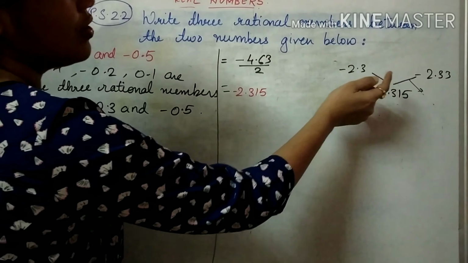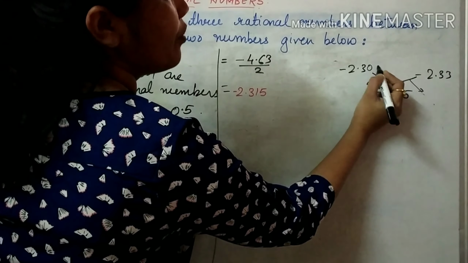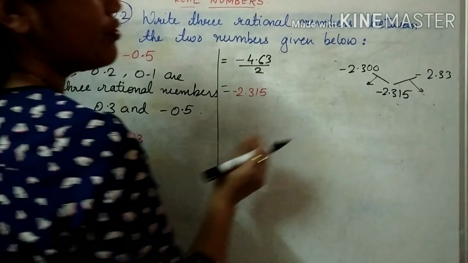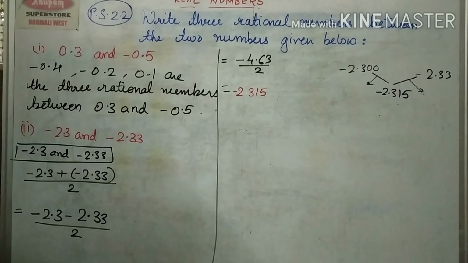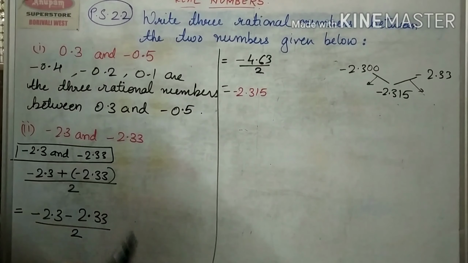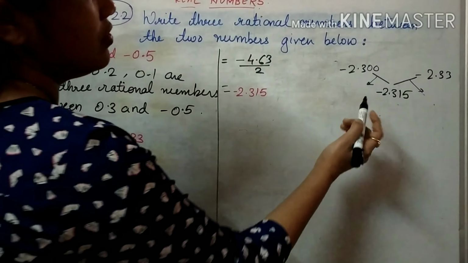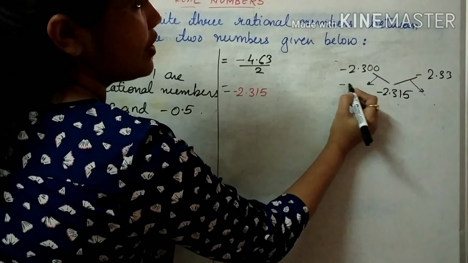So you can write down 3. Suppose if I write down this 2.3, if there are 3 digits, so if I write down 2.300, any one number between these two you can write down. Okay, so if I take another number, it will be say 300 and 315. You can write down anything.